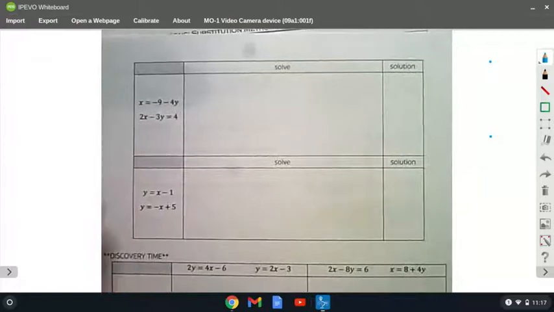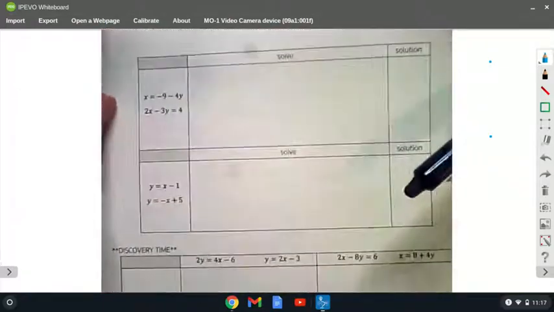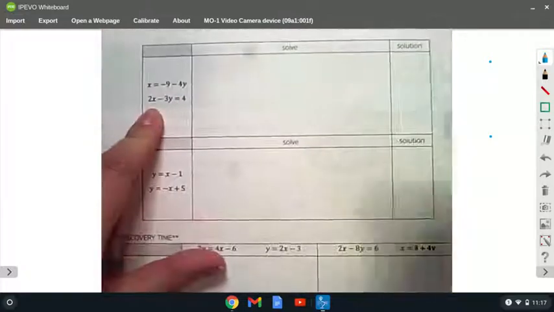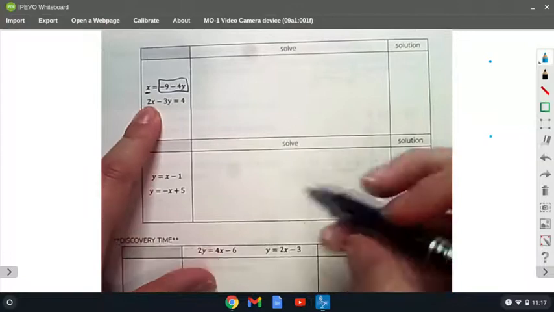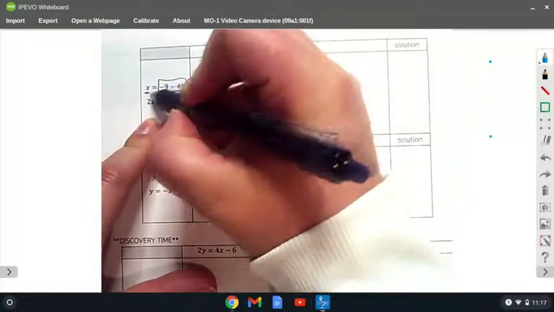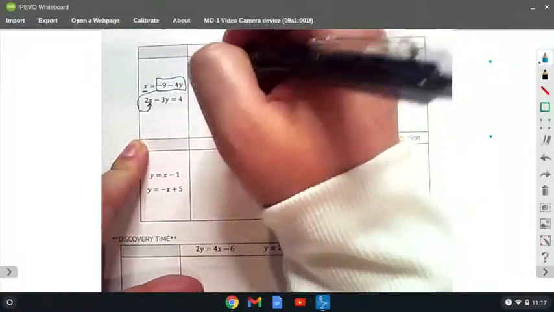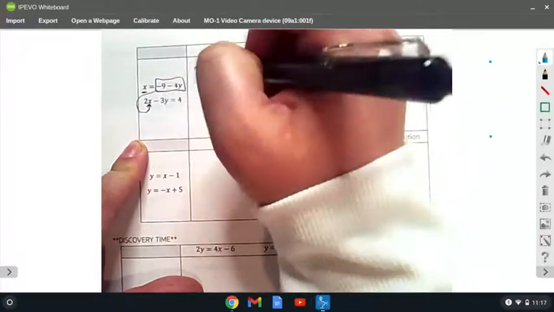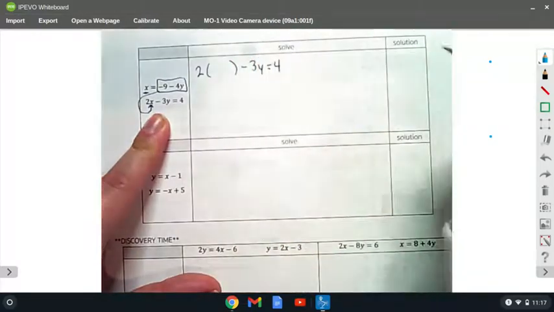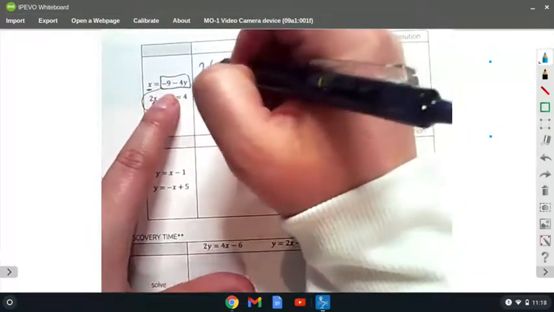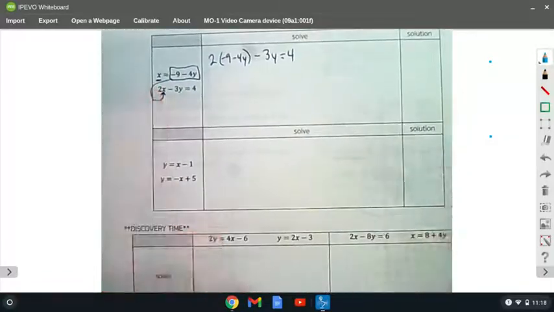If I look here, and if you need to slow this down at all, feel free to use the pause button. This one is solved for x, so I do still have a variable isolated. So I'm going to take this and plug it in for x in the other equation. That's substitution. So I'm going to write down this equation, leaving room for that substitution. And I'm plugging this negative 9 minus 4y in where x would be.